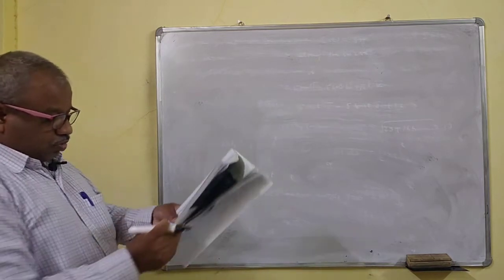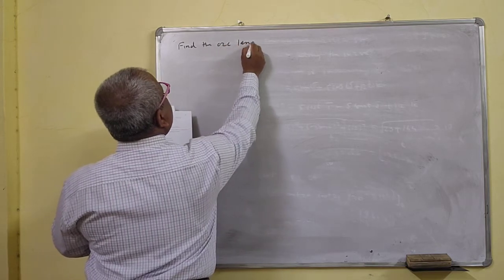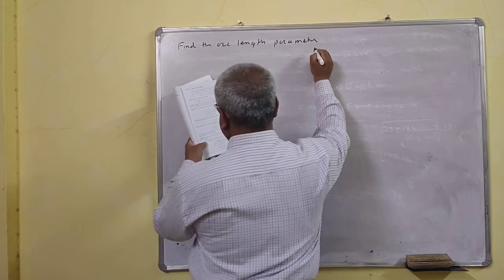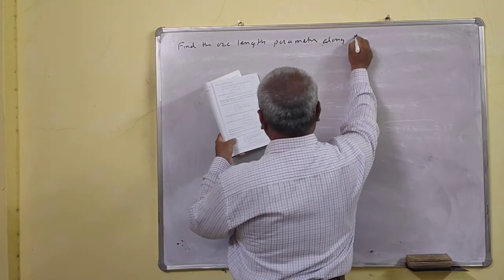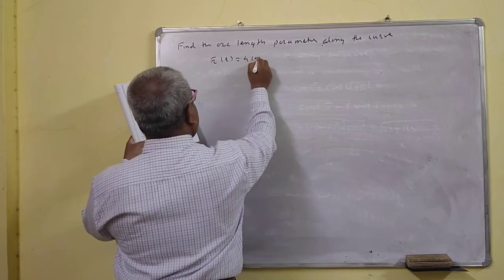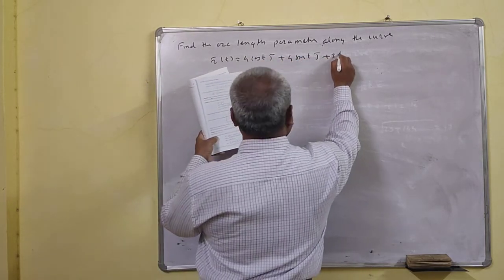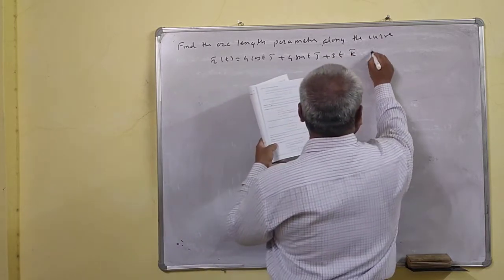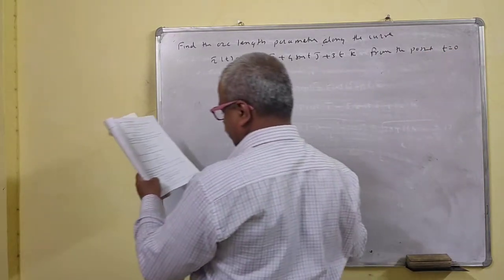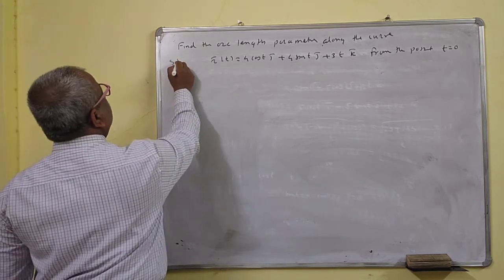Okay. So find the arc length parameter along the curve r bar of t equal to 4 cos t i bar plus 4 sin t j bar plus 3t k bar from the point t is equal to 0. Okay. Solution. Given that.